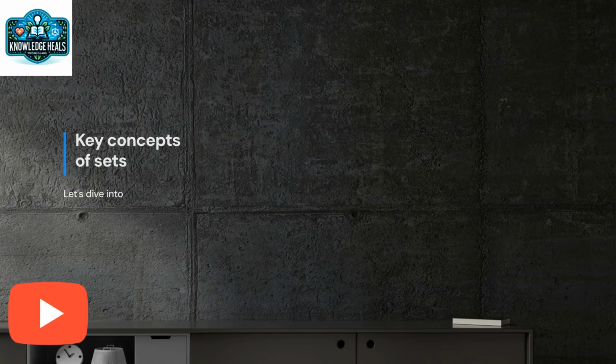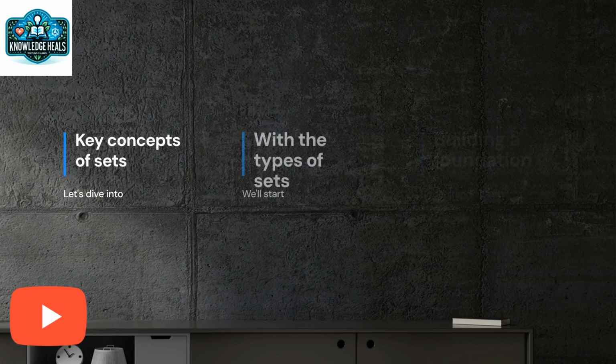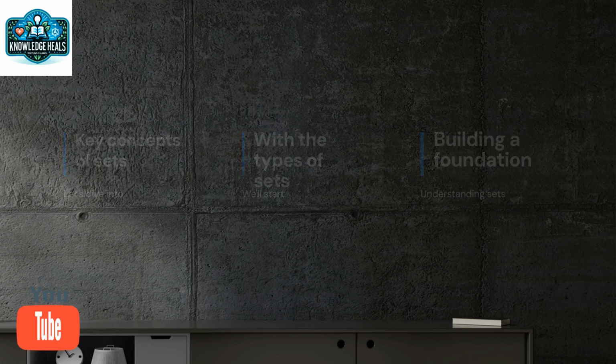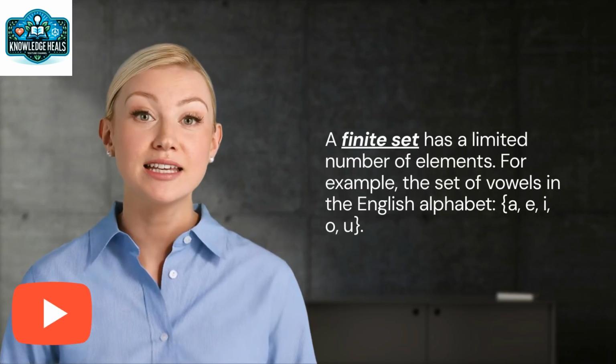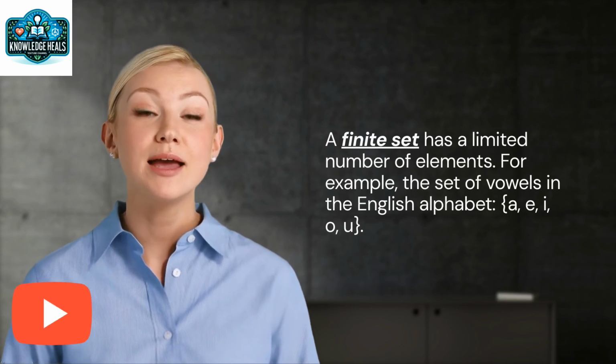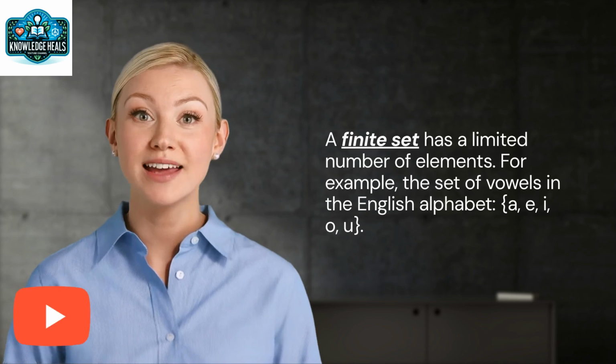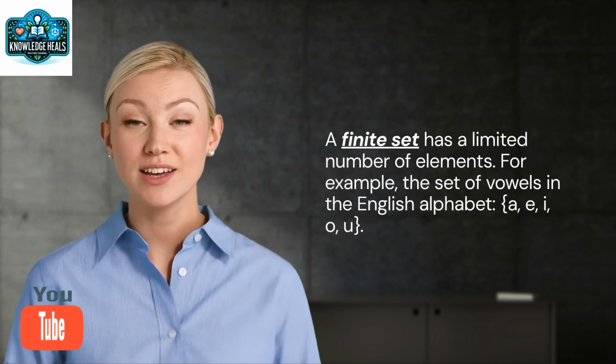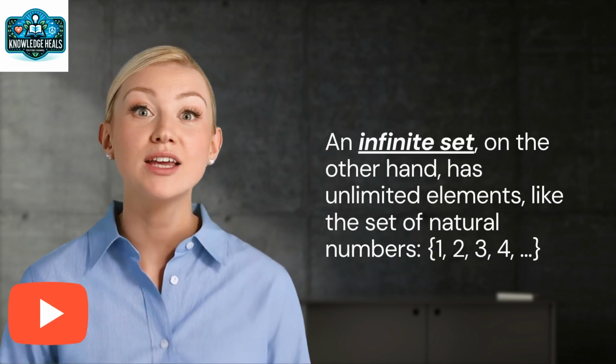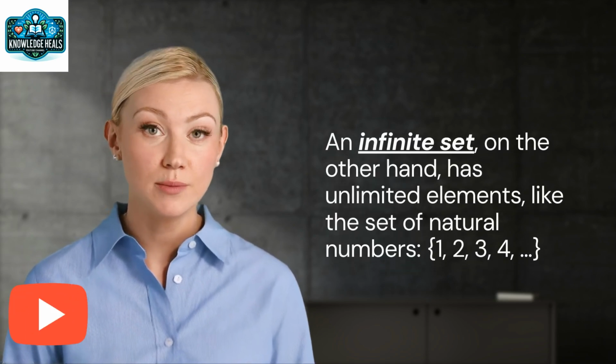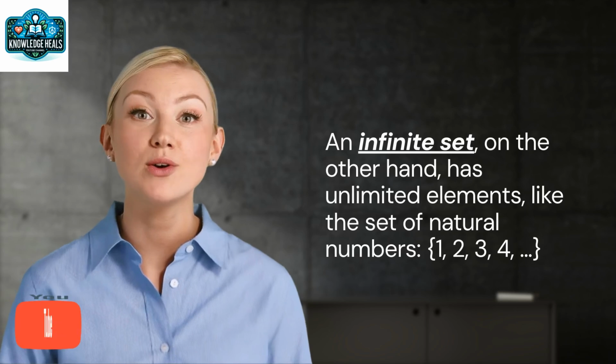Let's dive into some key concepts of sets. We'll start with the types of sets. A finite set has a limited number of elements. For example, the set of vowels in the English alphabet, A, E, I, O, U. An infinite set, on the other hand, has unlimited elements, like the set of natural numbers, 1, 2, 3, 4, till infinity.